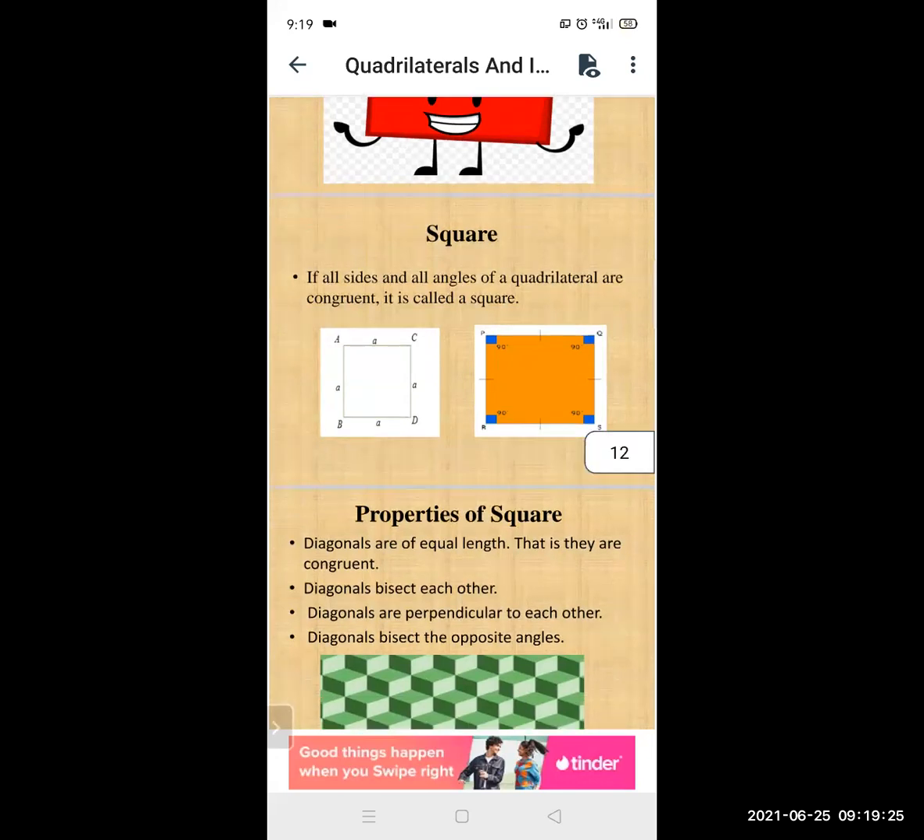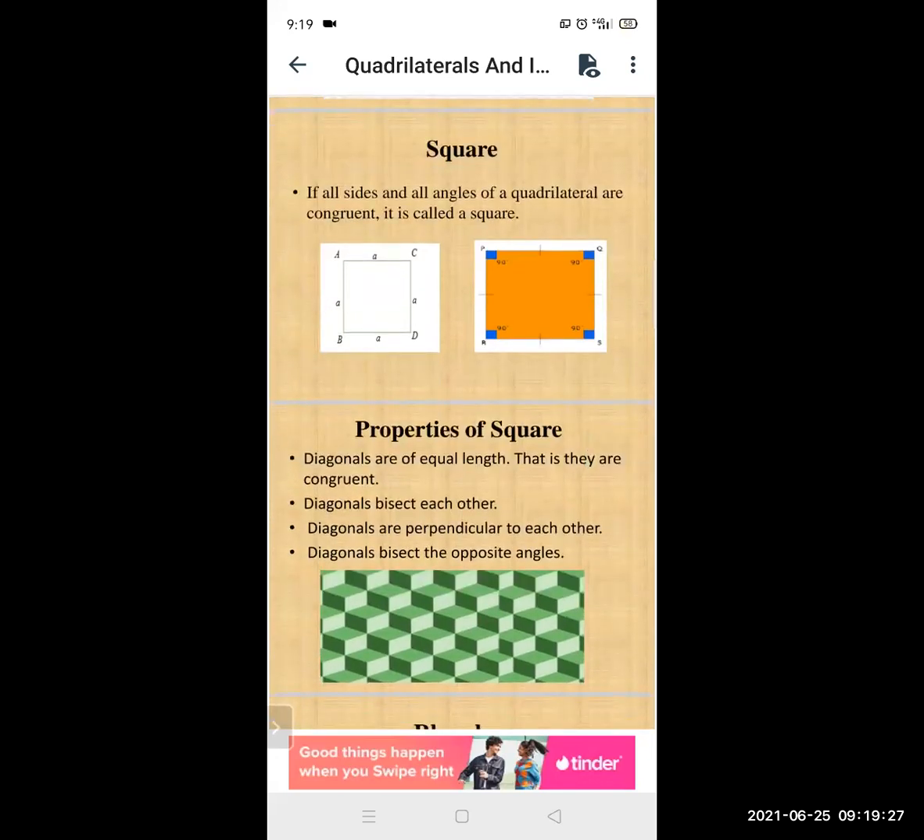Okay, so I think you have understood about rectangle and square. There are many similarities between rectangle and square, but the basic difference is that all the sides of a rectangle are not the same, and in a square all the sides are the same. Same or equal or congruent, you can say. So this is your square.